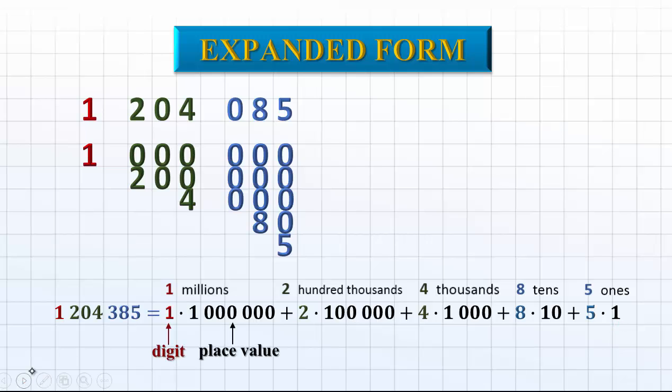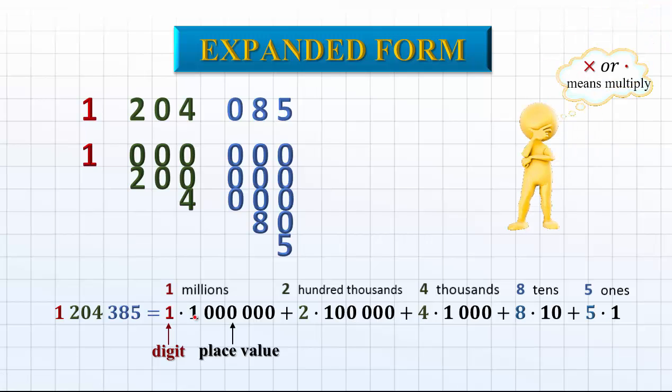So in expanded form of a number, we list all non-zero digits of the number, multiplied by their corresponding place values, and then add them up. So 1 was on the millions place value, 2 was on 100,000 place value, 4 on the thousands place value, 8 on the tens, and 5 on the ones place value.